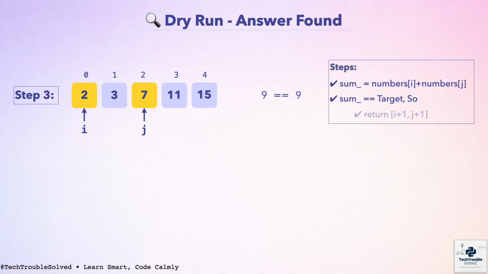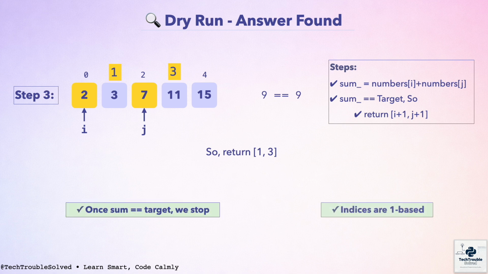We return the one-based indices of these two elements. Index 0 becomes 1 and index 2 becomes 3. So the final answer is 1, 3. This is how the two pointers move step by step until the correct pair is found.